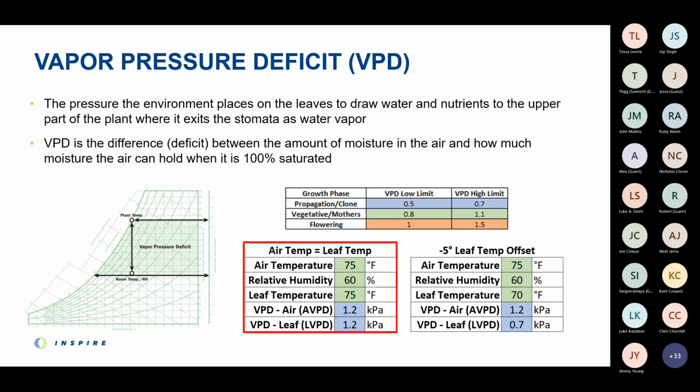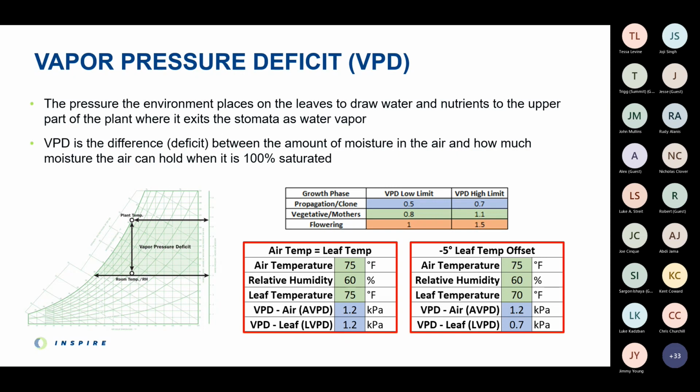So look at these two example calculations. On the bottom, the one on the left assumes the air temp equals the leaf temperature, and you get a 1.2 VPD. And on the right, the leaf temperature is factored in at 5 degrees lower than the air temp, and now you get a VPD of 0.7. So without factoring in leaf temp, you might think you are providing your plants a good condition for mid-flower, when in reality, your plants are feeling a VPD more conducive to vegetative growth. A difference of 0.5 is significant in VPD terms.